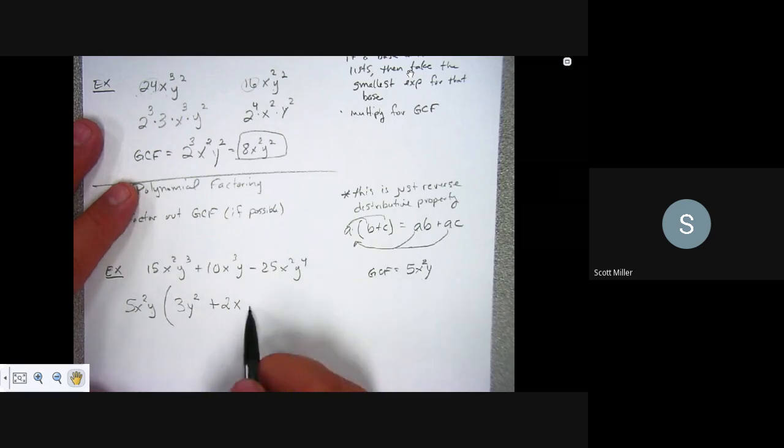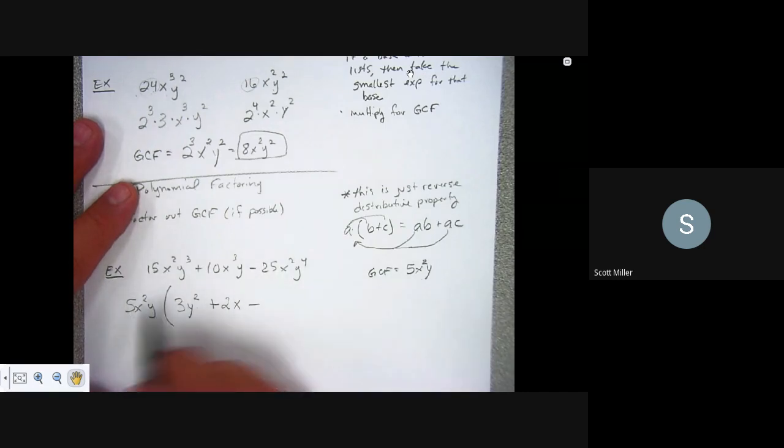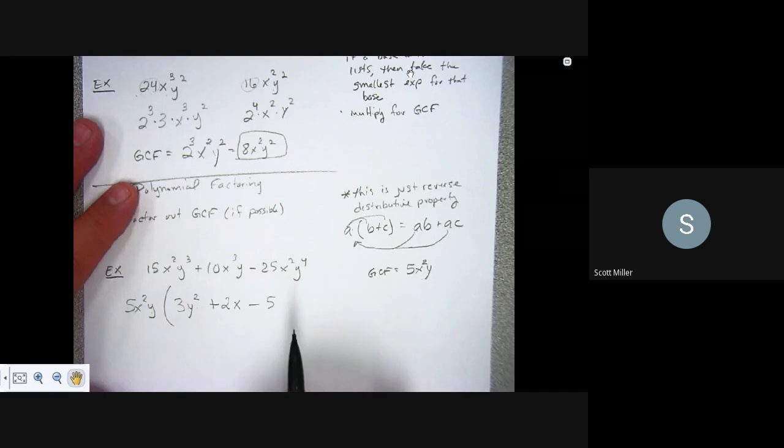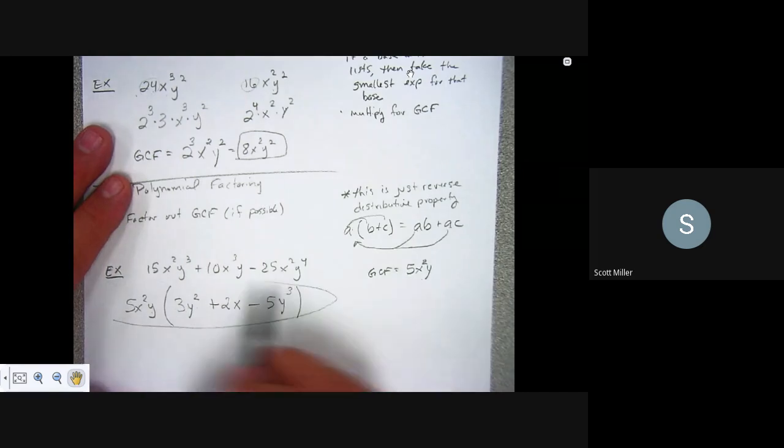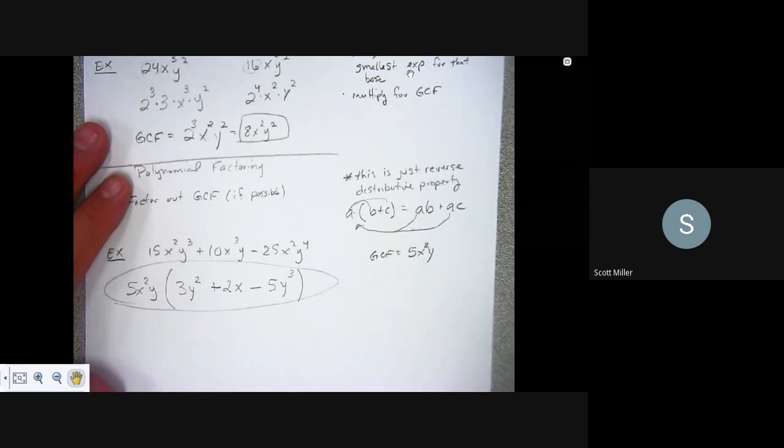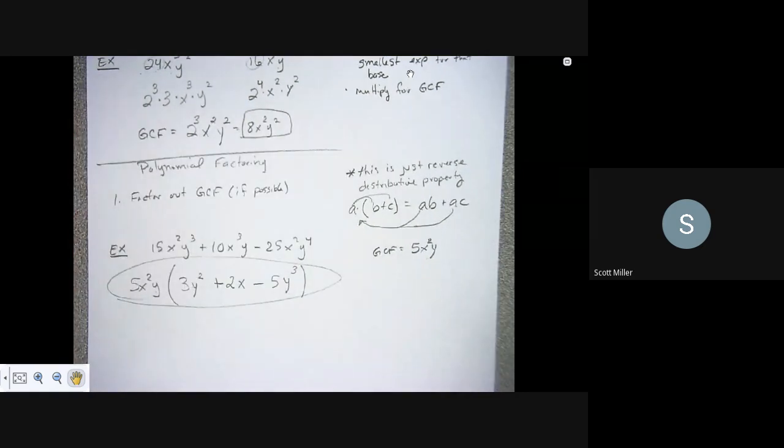Do the last term, minus 5 times 5 is 25. X squared times what is x squared? Don't need any more x's. Y times what is y to the fourth? I need a y to the third. Close your parenthesis, and that is factored right there. That is how the greatest common factor works.